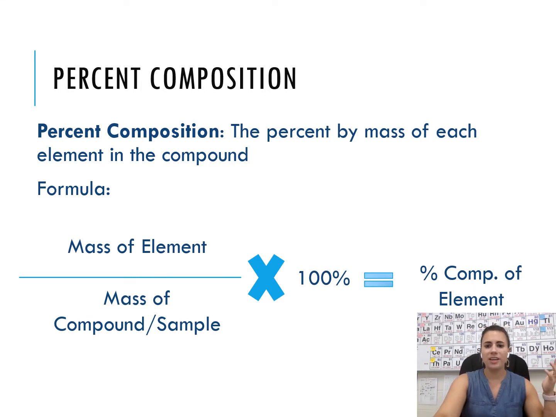So the formula is extremely simple. It's the same way you would find any percentage. It is part over the whole. So it's the mass of the element divided by the total mass of the compound or the sample. And just like any percent, we've got to multiply by 100, and that gives us the percent composition of the element.